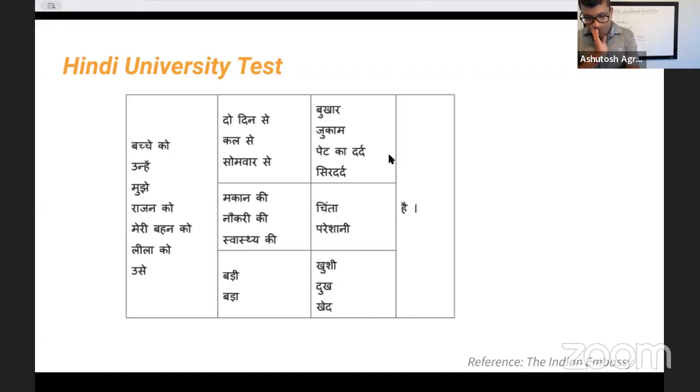Okay, more? I have to do more. Bache ko kal se bukhar hai. The children since yesterday have had a fever. Okay, good. I'll take that one.